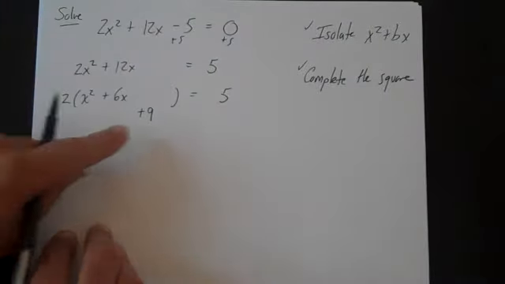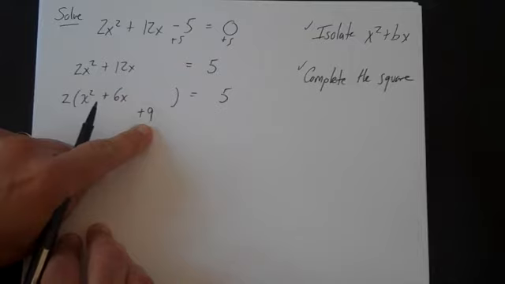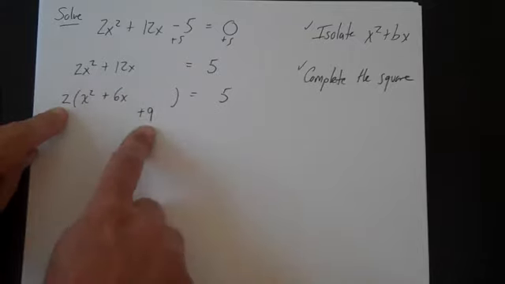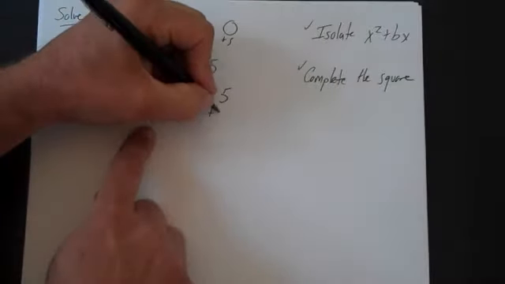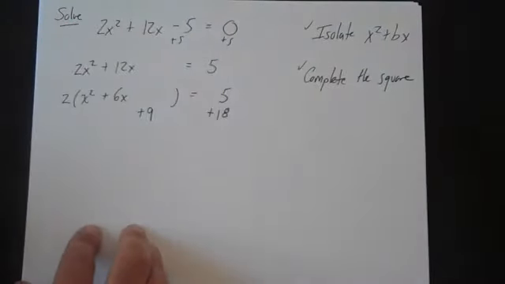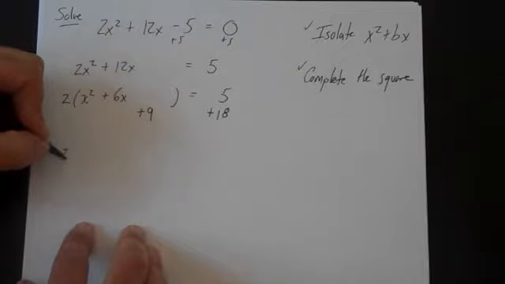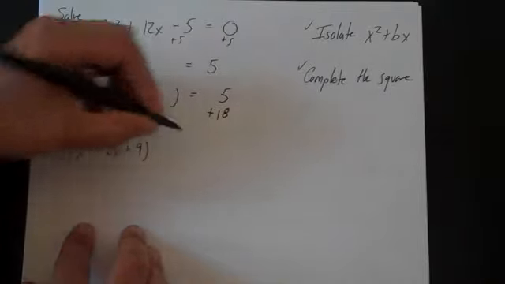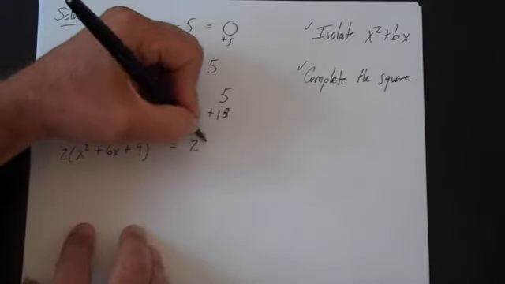Now here's the trick. Even though I'm adding 9 here, I'm not really adding 9. I'm adding 9 times 2. So this is really 18, which means I have to add 18 to this side. So let me rewrite the problem. x squared plus 6x plus 9 is equal to, that's going to be 23.